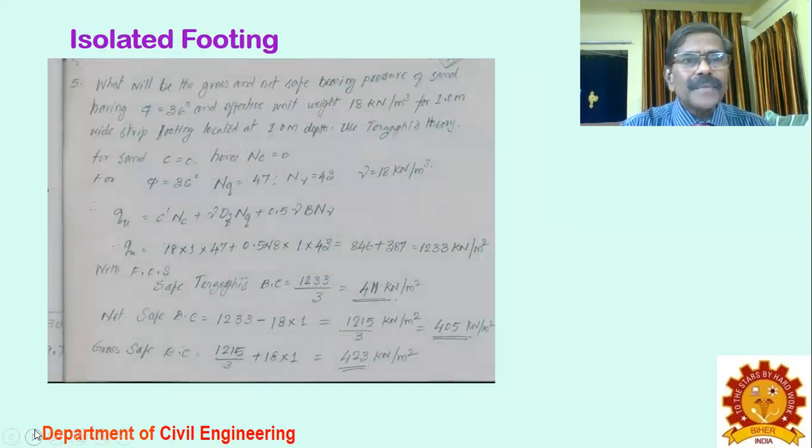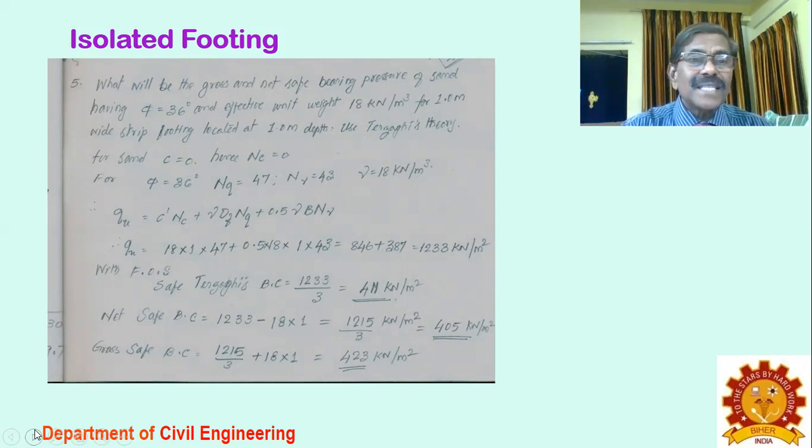So what will be the gross and net safe bearing capacity pressure of the sand having phi equal to 36 degrees and effective unit weight of 18 kilonewton per meter cube for 1 meter wide strip footings? Strip footing, you may know, is not an isolated footing, it is a continuous footing. So you can embark on the real value of the Terzaghi bearing capacity equation.